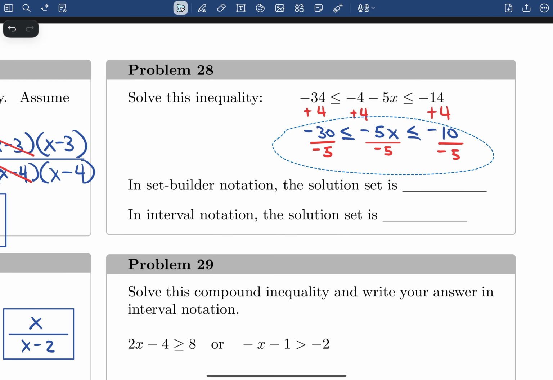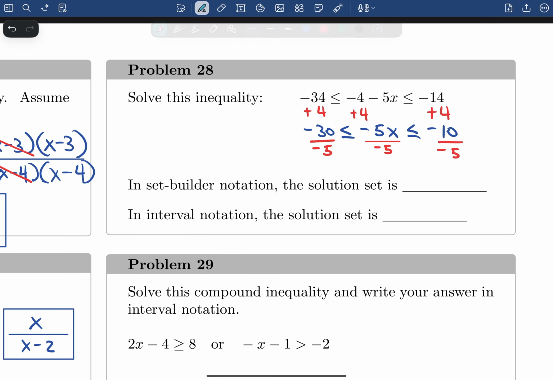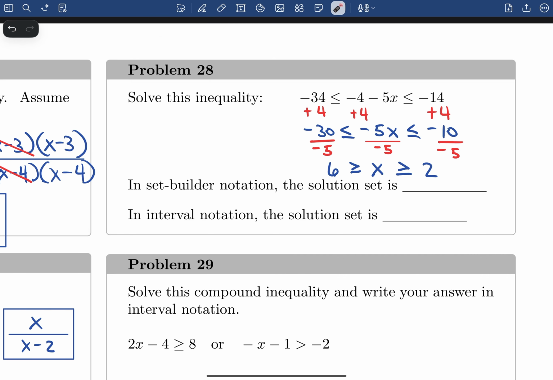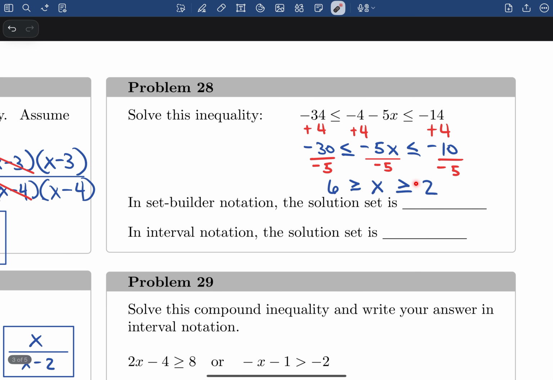So let me set us up for success, giving myself a little more space. There we go. And negative 30 divided by negative 5 is positive 6. And I'm flipping the direction of the first inequality symbol, saying it's greater than or equal to x. And I flip the direction of the second inequality symbol as well. And negative 10 divided by negative 5 is positive 2. Cool, so I now have something that says 6 is greater than or equal to x, which is greater than or equal to 2. But I'm not happy with the way this is stated because this is technically the upper bound and this is technically the lower bound, right? Because this number is bigger than this number.